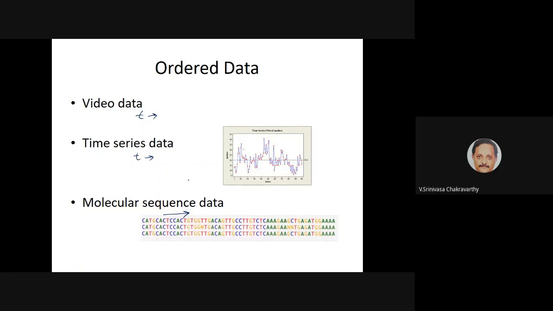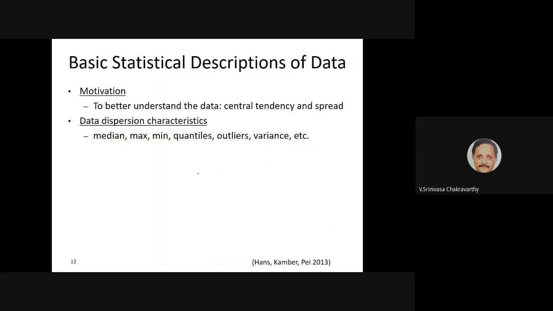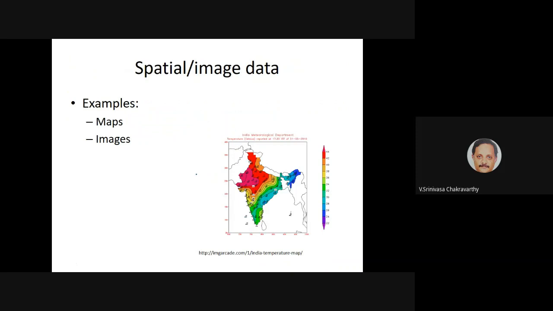Ordering need not come only due to time. It can be some other ordering also, like molecular sequence data. This is a bunch of nucleotide bases. So that sequence of bases also has intrinsic ordering. Or just image data, maps and so on. So these are different kinds of data.